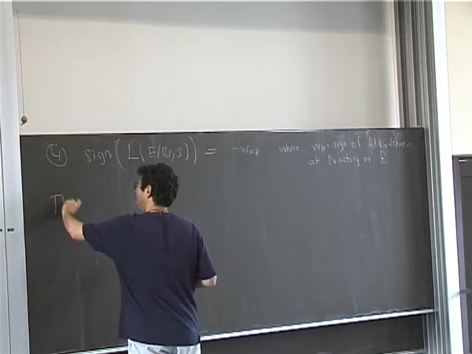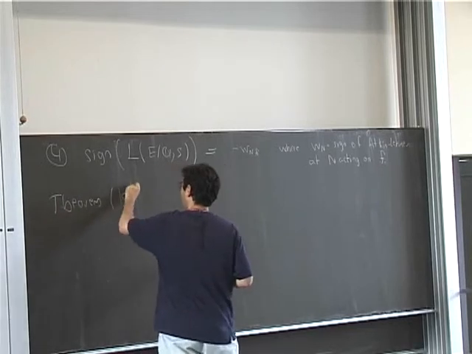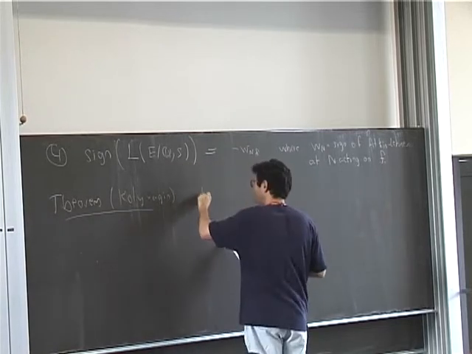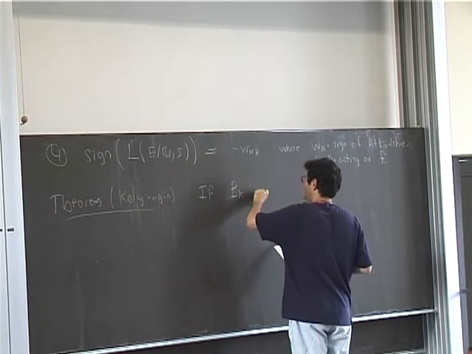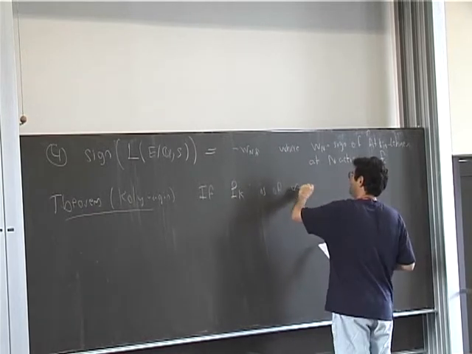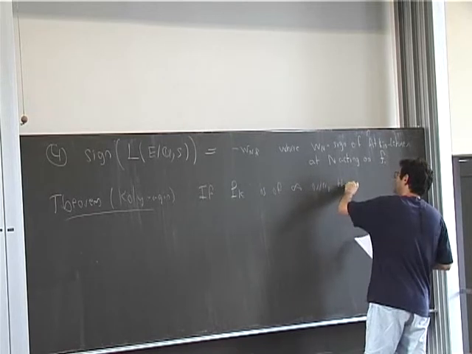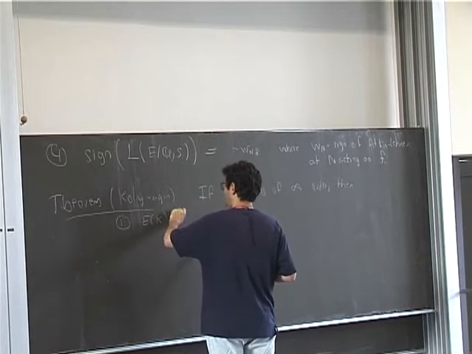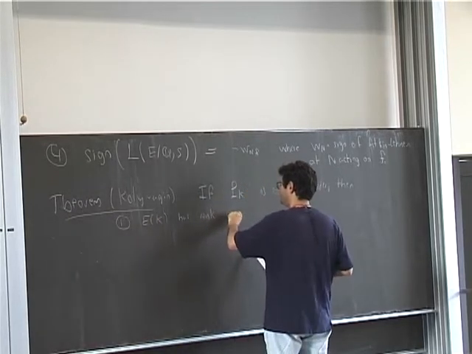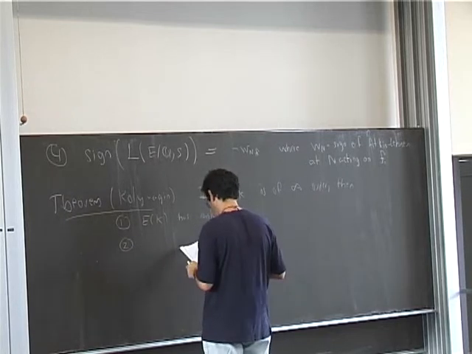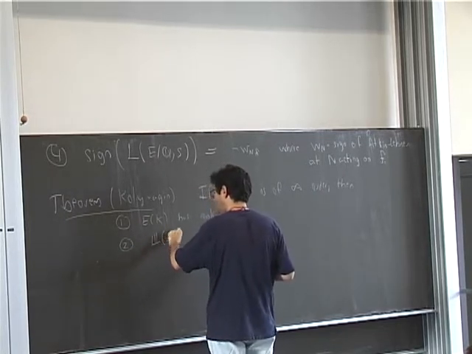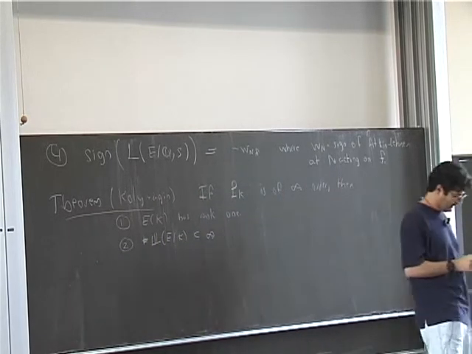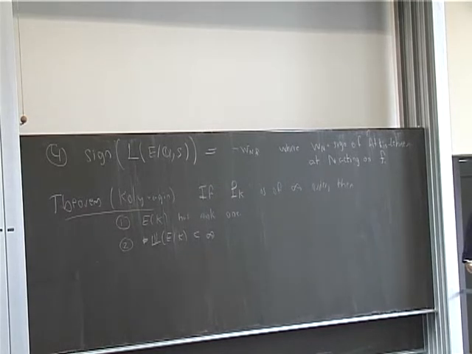Okay, so the theorem of Kolyvagin, which is what I want to focus on in today's lecture, is that if this point P_K is of infinite order, then the first thing we can conclude is that the Mordell-Weil group E(K) has rank 1. The second thing we can conclude is that the Shafarevich-Tate group of E over K is finite. Okay, so that's what I'll be explaining today, more or less.